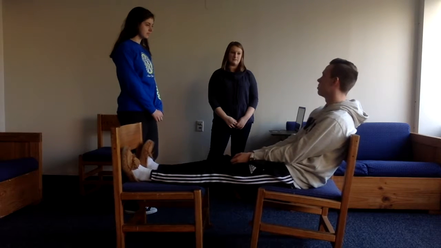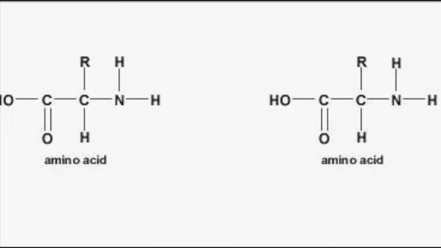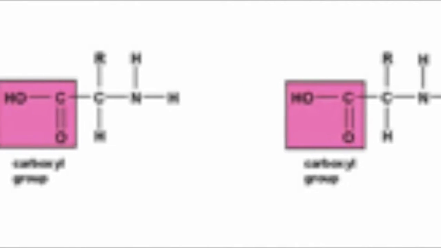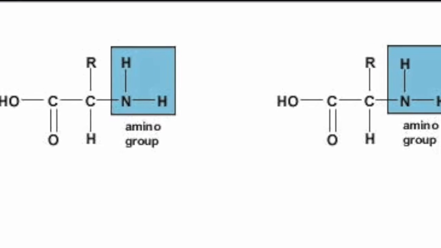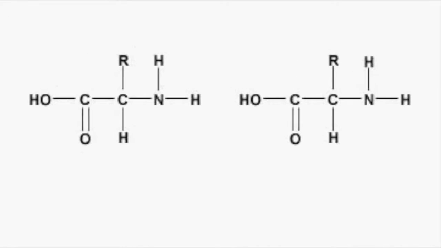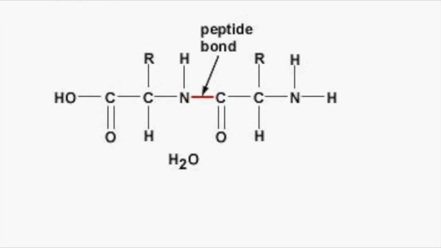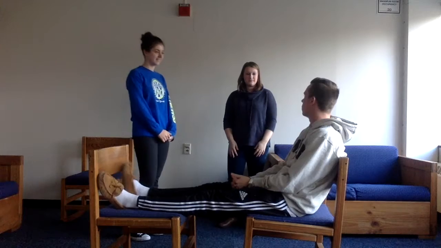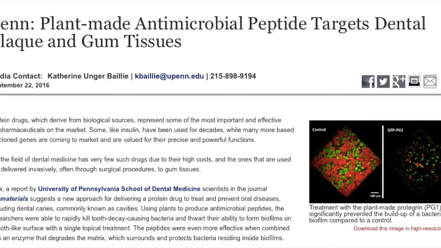So what is a peptide bond? A peptide bond is a chemical bond formed between two molecules when the carboxyl group of one molecule reacts with the amino group of the other molecule. This is a dehydration synthesis reaction, so a water molecule will be released as well. Oh, cool. So how did you discover this treatment?